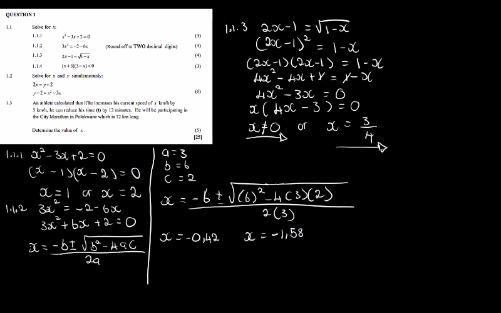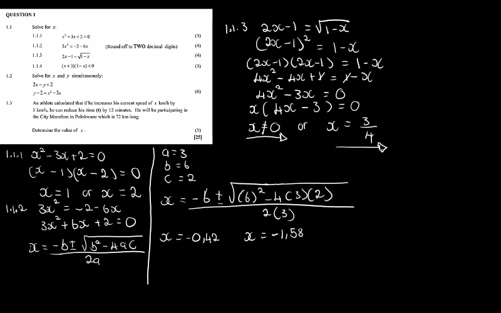And then when we test 3 over 4, if you substitute 3 over 4 into x on the left hand side, you're supposed to get 1 over 2. So it's going to be 2 multiplied by 3 over 4 minus 1, which is 1 over 2. On the right hand side, if you say root of 1 minus 3 over 4, you're also going to get 1 over 2. So 3 over 4 is applicable to my SAT. So my answer is going to be x is equal to 3 over 4.